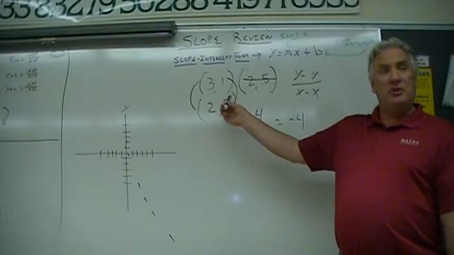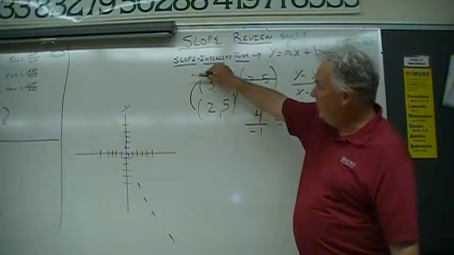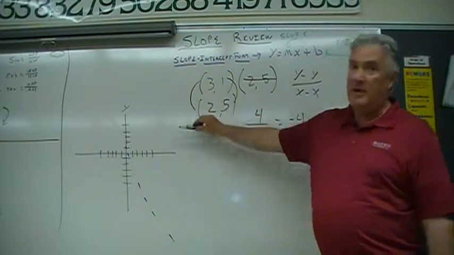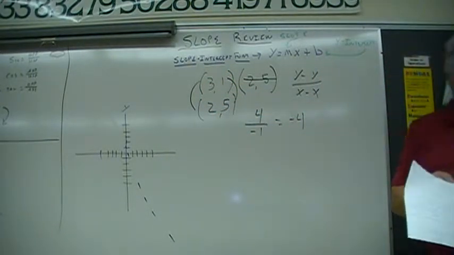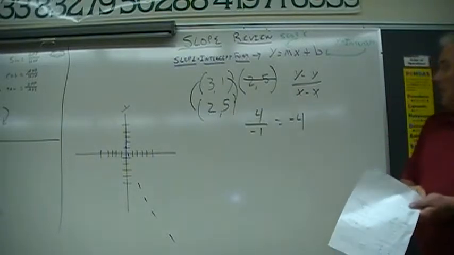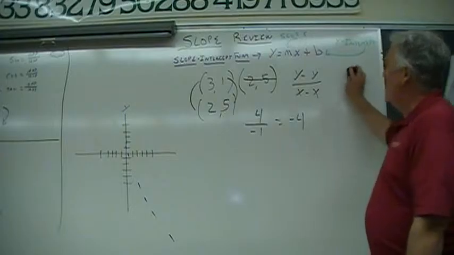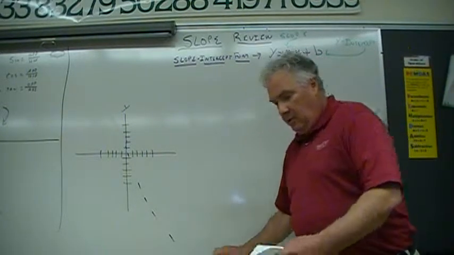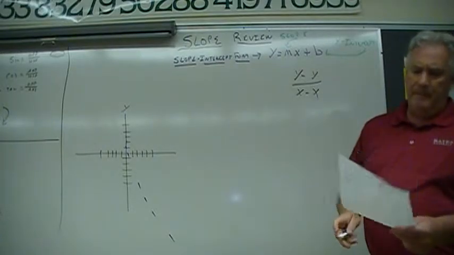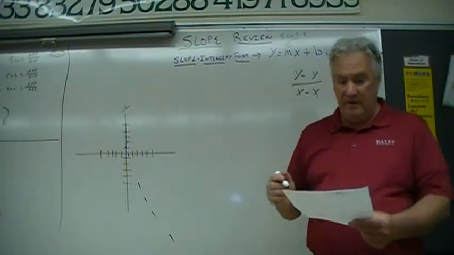It's the change in y. How did you get from here to here, and then over the change in x from here to here? Keep track of your negatives. Yes? Isn't it the same thing if you have negative 4 over 1? So it doesn't matter what the negative is. So, Hunter was asking about, does it matter if it's negative 4 over 1? That still is negative 4.